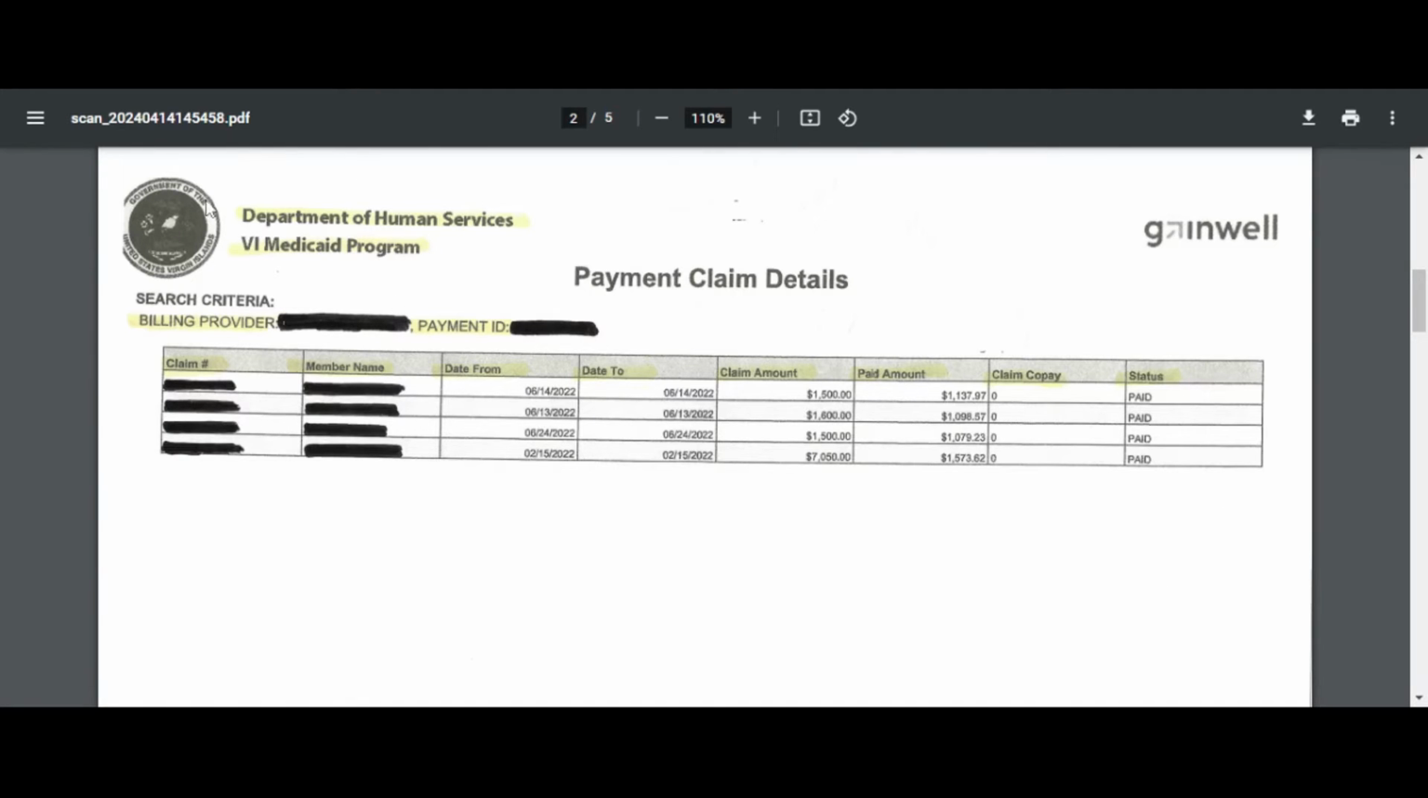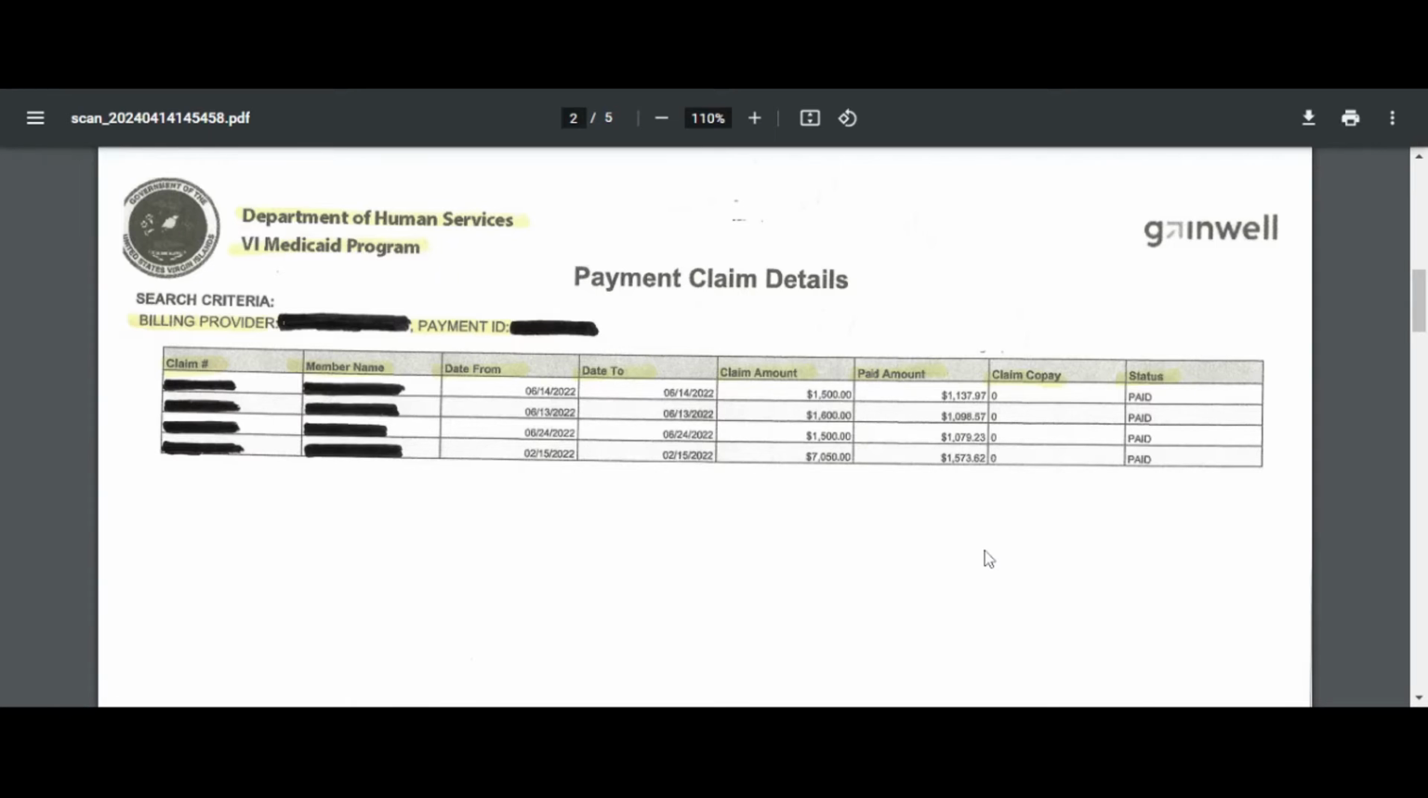Over here again, instead of on the right-hand side, on the left-hand side, you have the payer. Then you have the billing provider and the payment ID. You go down a little further and you have the claim number, the member name, the date from, date to, claim amount, paid amount, claim copay, and status.